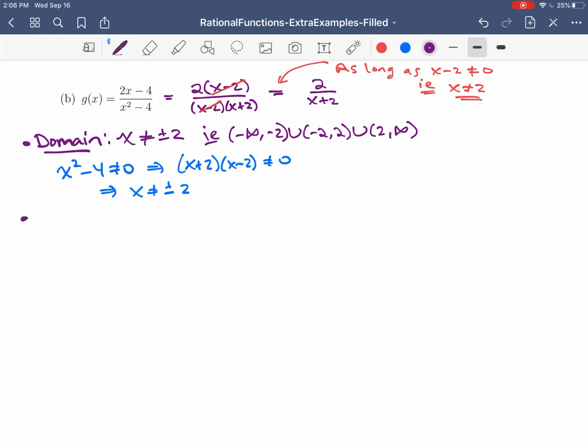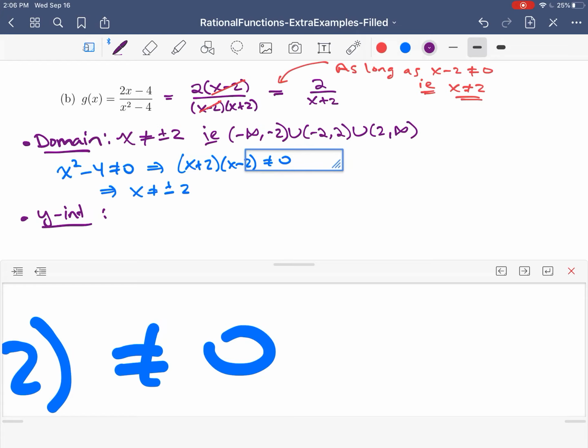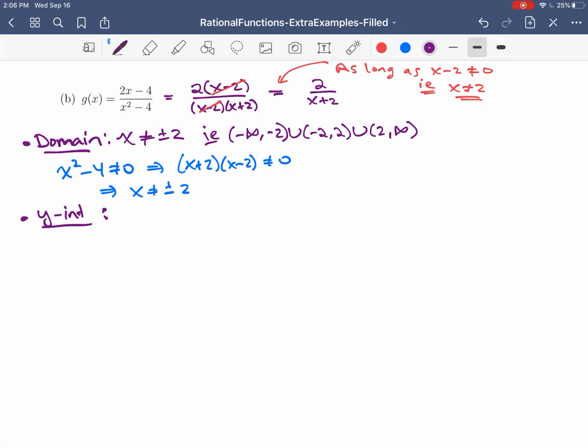Okay, so intercepts. The y-intercept, there can only be one. So the y-intercept, we just plug in x equals 0. So y is going to be 2 over 0 plus 2. So that's 2 over 2, or 1. So we get the point 0, 1.